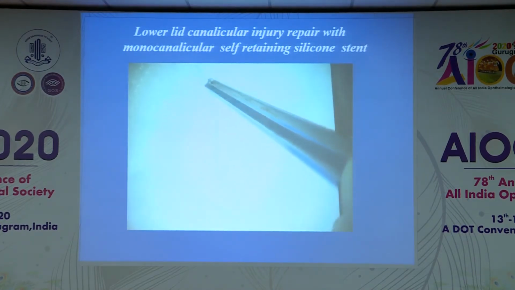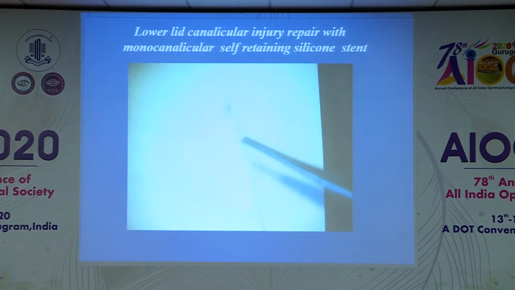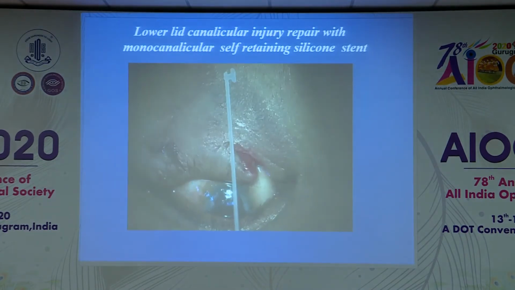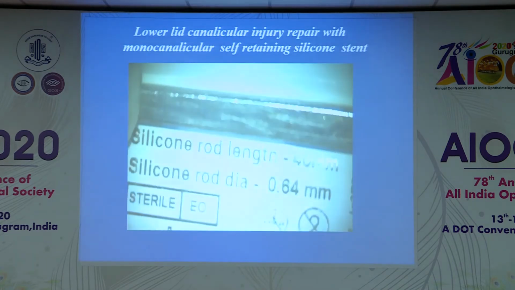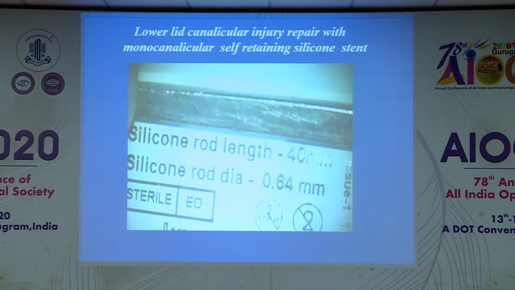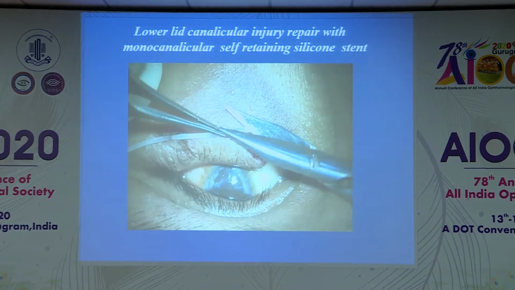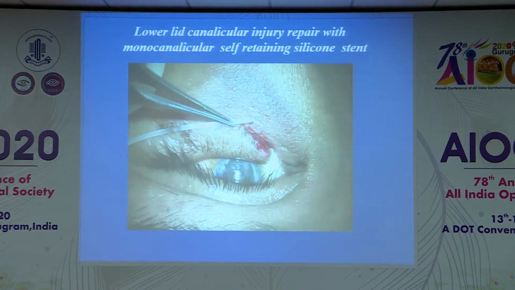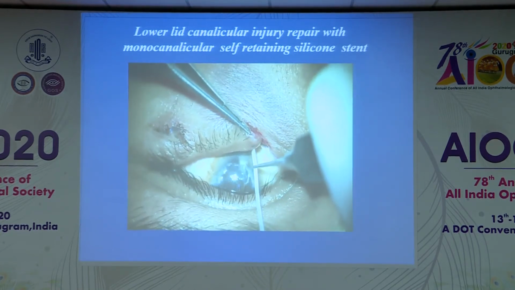So the stent I'm using here is the silicone stent, that is the monocanalicular self-retaining silicone stent. It is a silicone rod with a length of 40 mm. I will cut the edge to make it bevelled for easy passage.